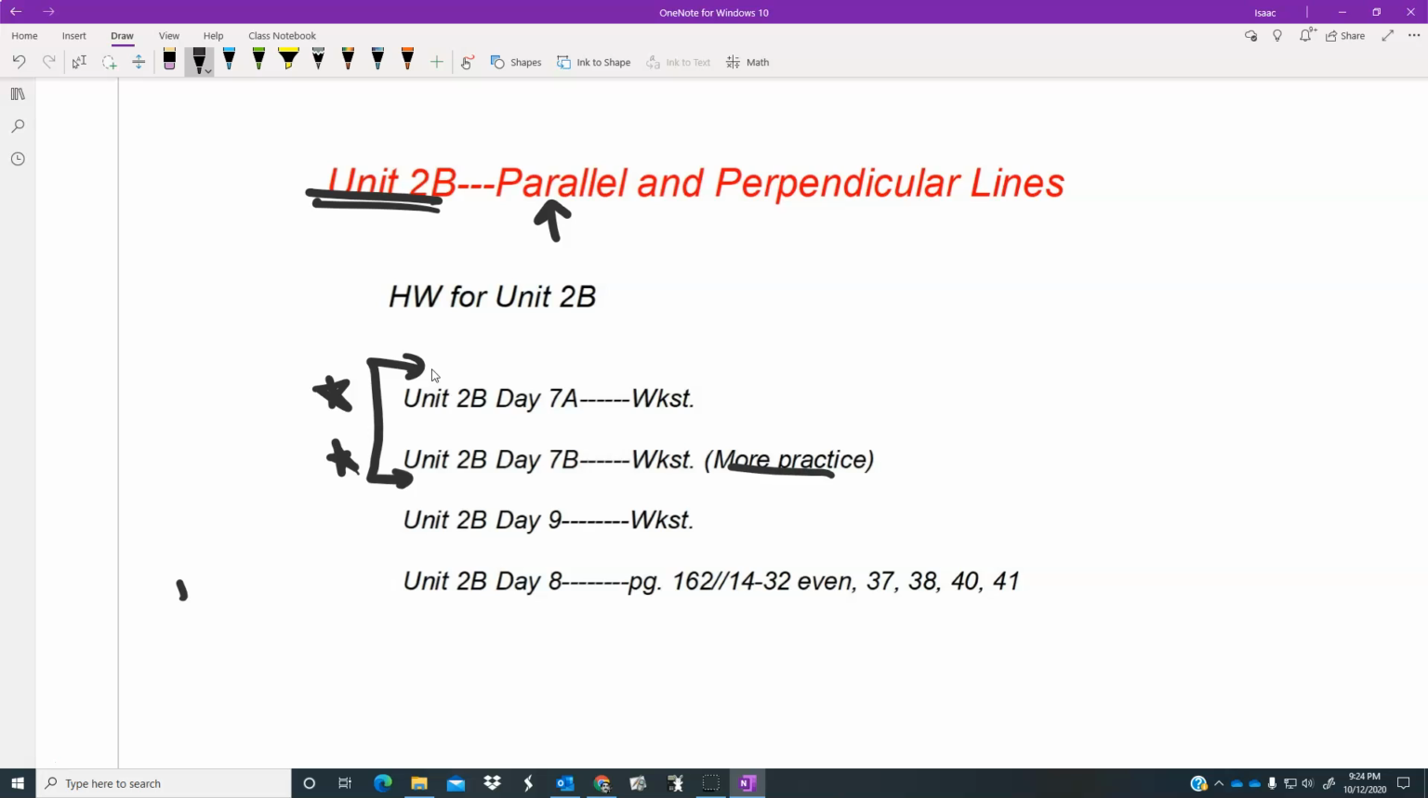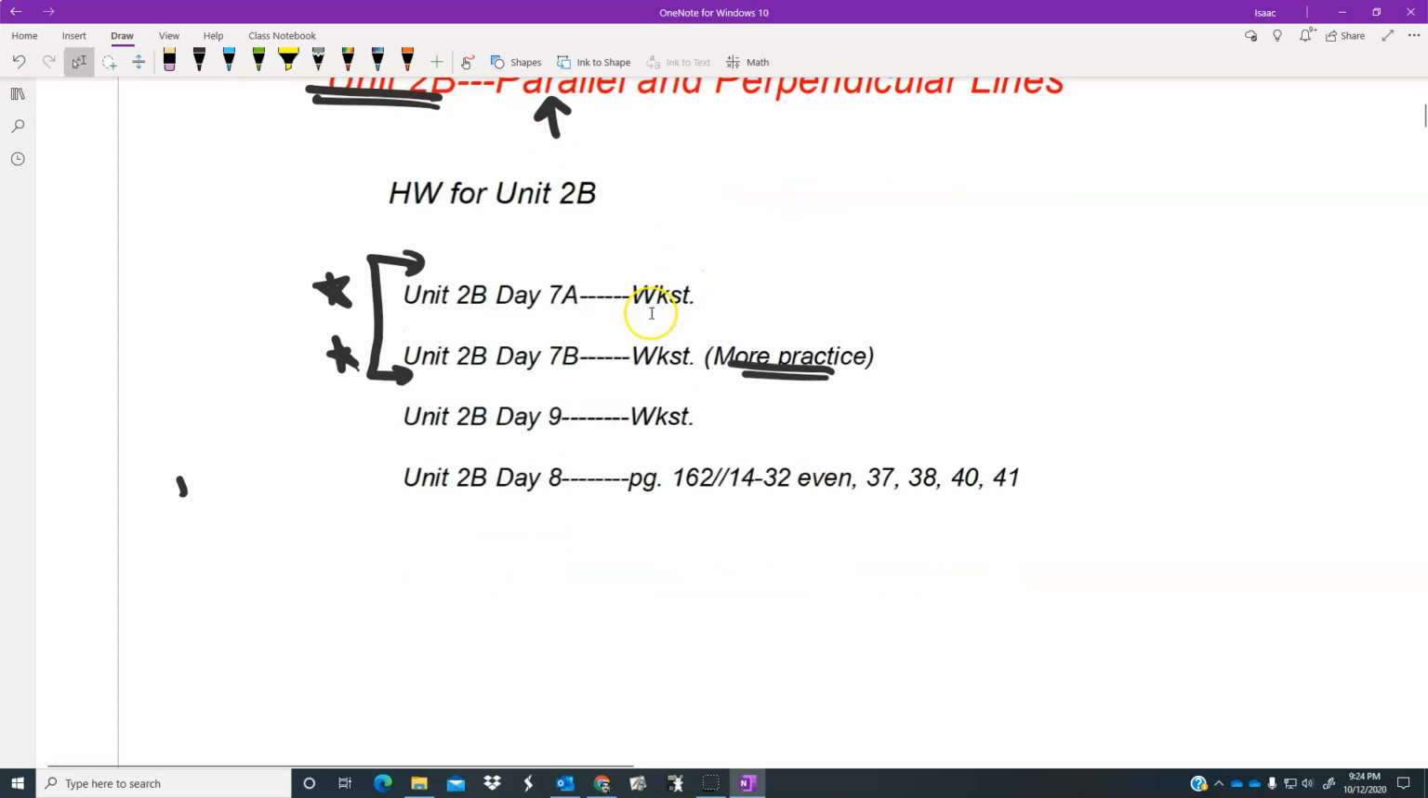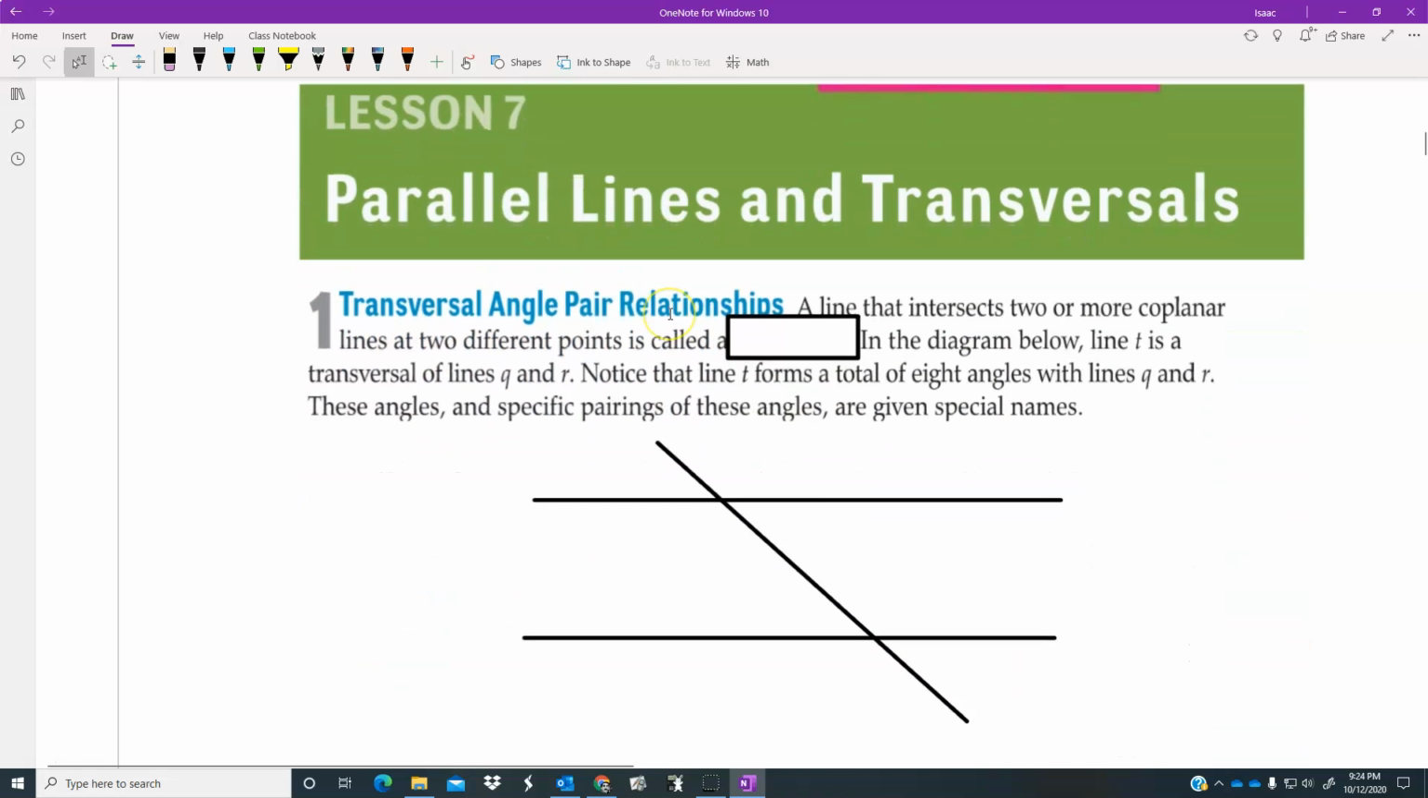Now, just notice that the 7B one is just a little bit more practice on this, because being able to name these particular angles is going to be the key to being successful in doing these kinds of problems. So we're going to roll down here and talk about some parallel lines and some transversals. Now, this lesson 7.1, our goal is to come up with some new angle pair names. We've seen some pair names in the past, but now we're going to talk about some new ones.